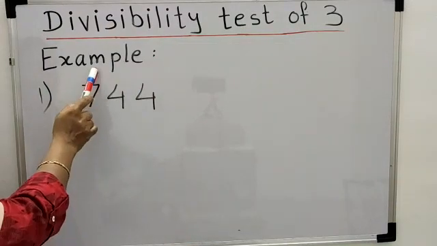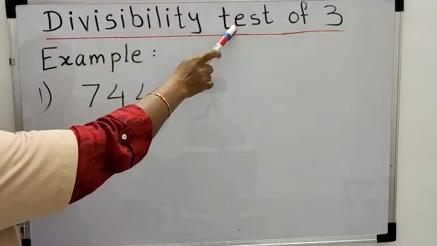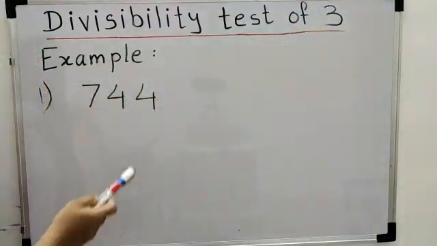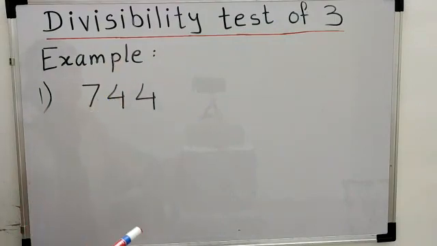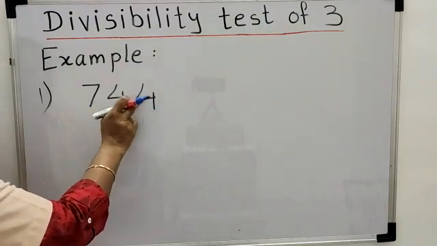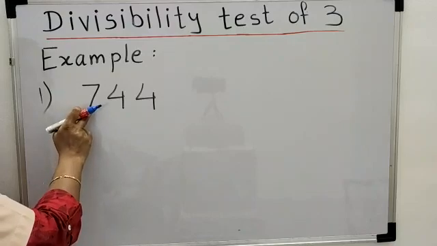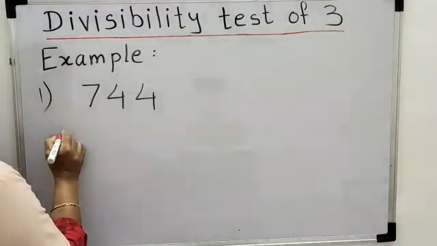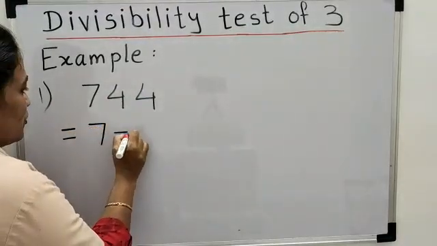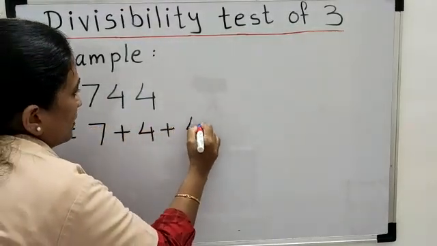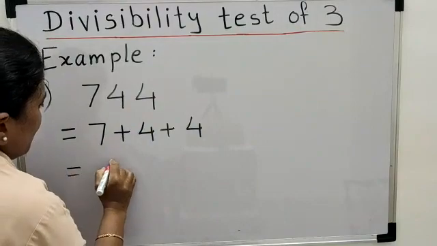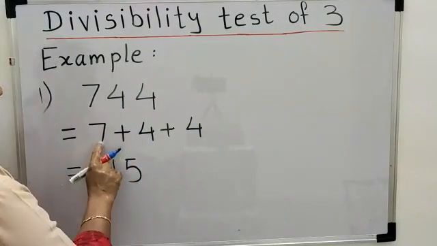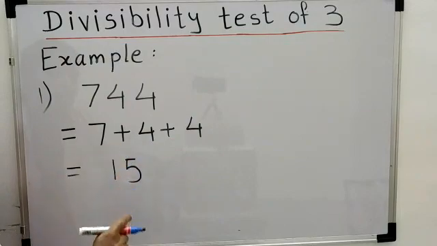Children, let us see one example to verify divisibility test of 3. The number given here is 744. As per the statement that we have just seen, I have to take sum of digits of the number. Here the digits of the number are 7, 4 and 4. So I am taking sum of the digits of the number, means simply I have to add all the digits of the given number. The sum is 15. 7 plus 4 plus 4 gives me 15.